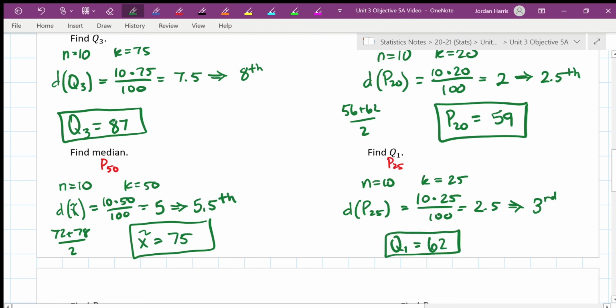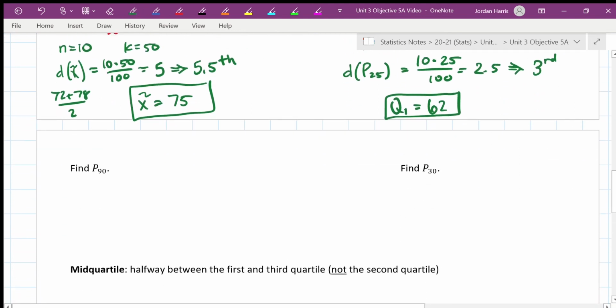Okay. Also my 25th percentile. They represent the same thing. So let's do a couple more.